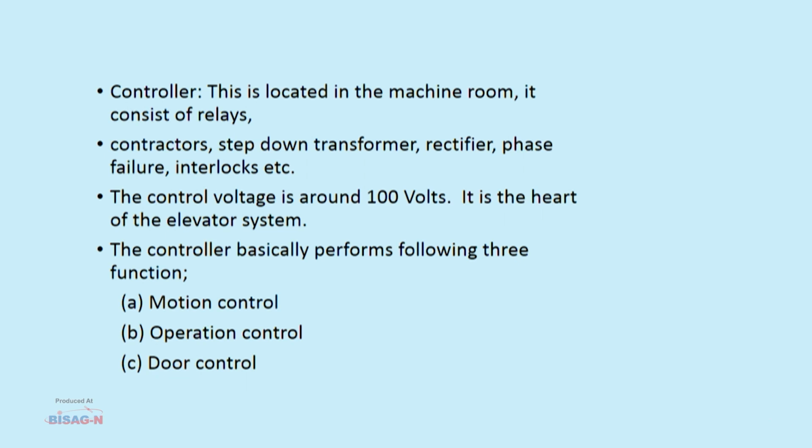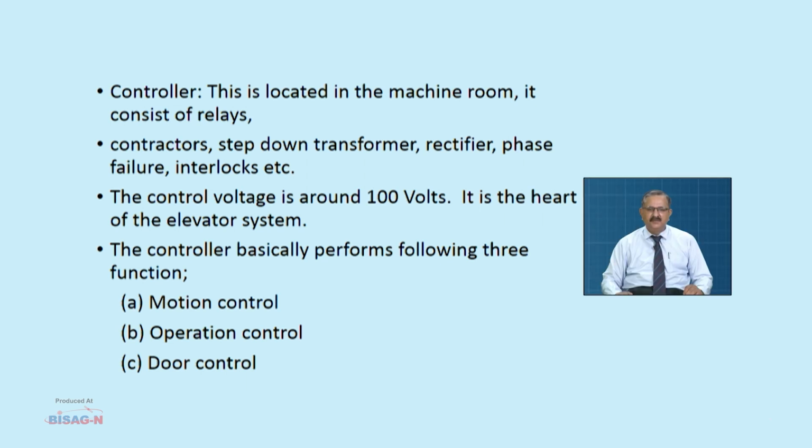Next part of the lift is the controller. This is located in the machine room. It consists of relays, contactors, step-down transformer, rectifier, phase failure, interlocks, etc. The controlled voltage is around 100 volt. It is the heart of the elevator system. The controller basically performs the following 3 functions: motion control, operation control, and door control.